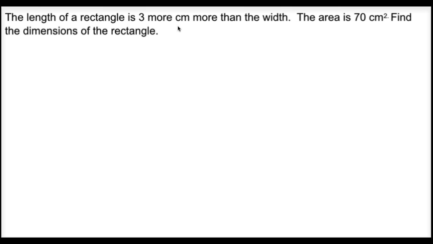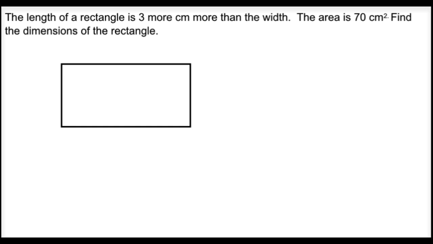The length of a rectangle is 3 more centimeters than the width. The area is 70 centimeters squared. Find the dimensions of the rectangle. So I got my rectangle here. The length of the rectangle is 3 centimeters more than the width. What's the width? We don't know. We call it W. That's fine. The length is 3 more than the width. What's my length? W plus 3. Good. The area is 70.